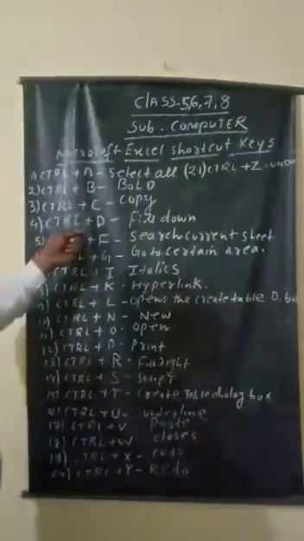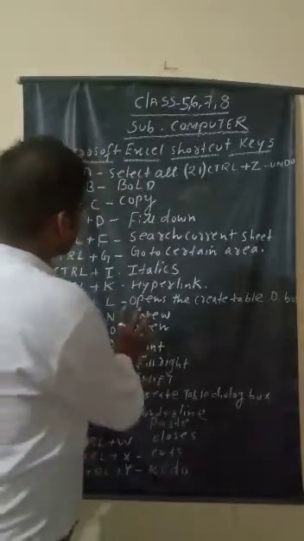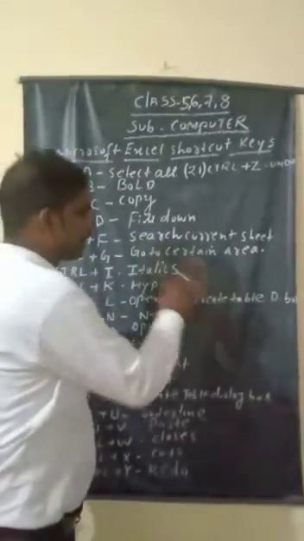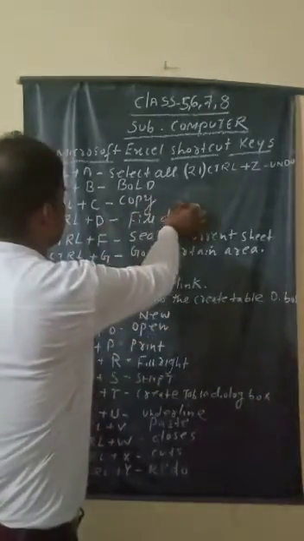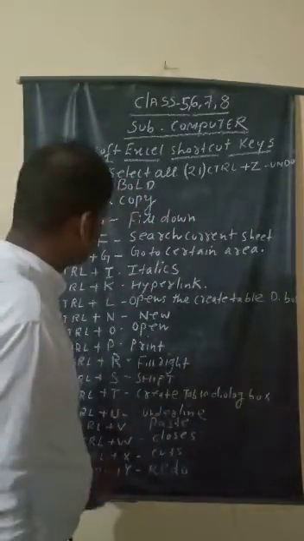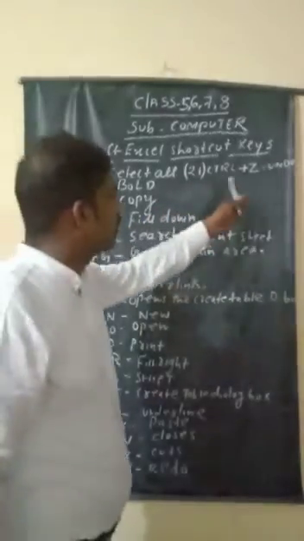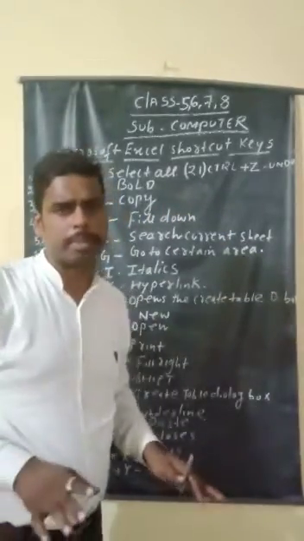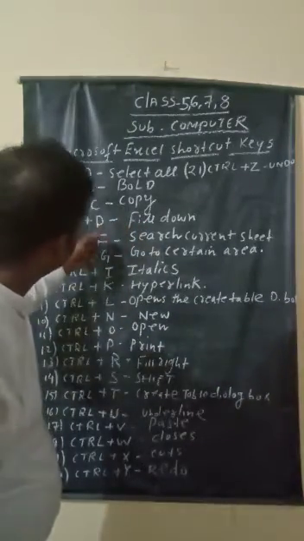Third one is Control plus C. This means copy. Suppose you want to copy all the cells. First of all you select them by pressing Control plus A on the keyboard, and after that on the keyboard you press Control plus C, then you copy it. And after copying it, you can put your cursor anywhere and paste it numerous times. So copy is very helpful for pasting anything.